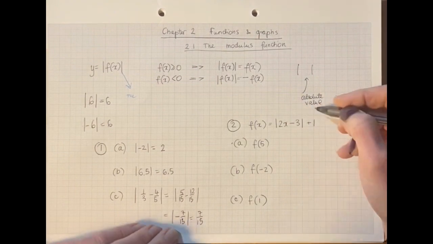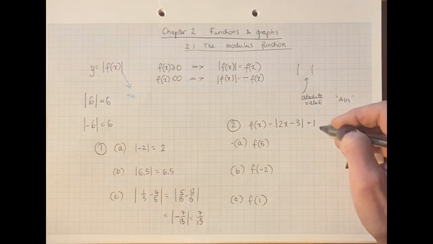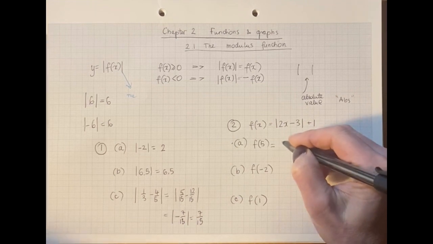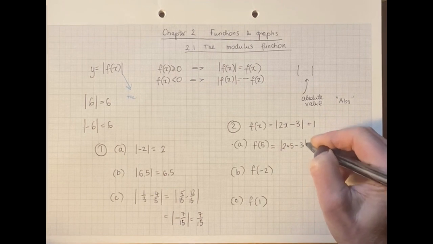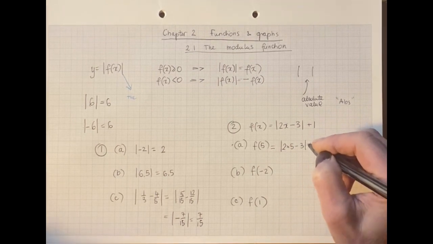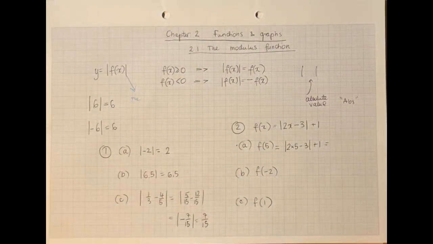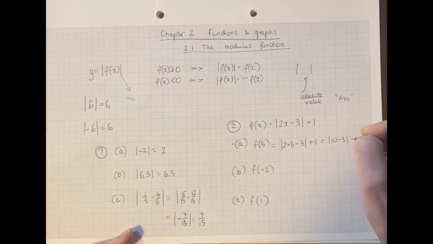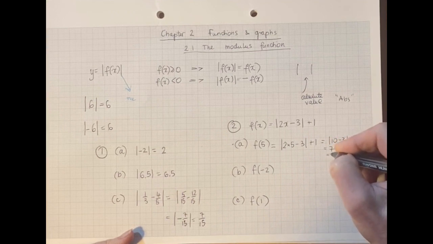Okay, so here's a function: f of x is equal to modulus of 2x minus 3, and then add 1 to that. So evaluate f of 5. It simply says put 5 in instead of x and work it out. If you do it on the calculator, you can pop it all in with the modulus symbols. I quite like to be able to do both ways. This means 2 times 5, which is 10, minus 3, modulus of that, plus 1. 10 minus 3 is 7, so it's 7 plus 1, which is 8.